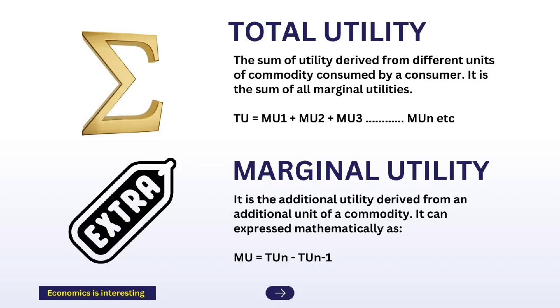Now, to make you understand this better, here is an example. If total utility after two ice creams is 18 utils and after three ice creams it becomes 24 utils, then the marginal utility of the third ice cream is 24 minus 18, that is equal to 6 utils. This means the third ice cream adds 6 utils of satisfaction. So this is how you understand the marginal utility concept. The total utility keeps increasing, but the marginal utility keeps decreasing as more units are consumed.